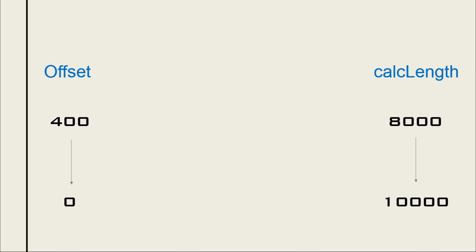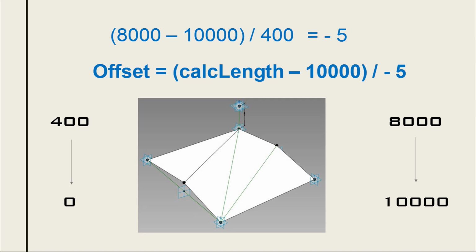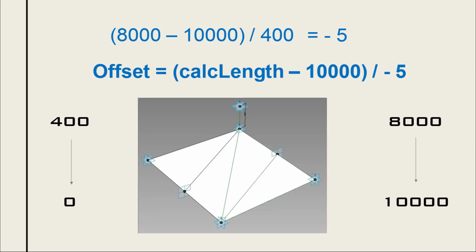So to do this, we can work from the top and reverse the order. We have to say 8,000 minus 10,000 divided by 400, and this would equal minus 5. So this is the formula that we want. So when the calculated length would be 8,000, that would mean 8,000 minus 10,000 would be minus 2,000, divided by minus 5 will be equal to 400. If our length would be 10,000, it would be 10,000 minus 10,000 divided by minus 5, which is 0.